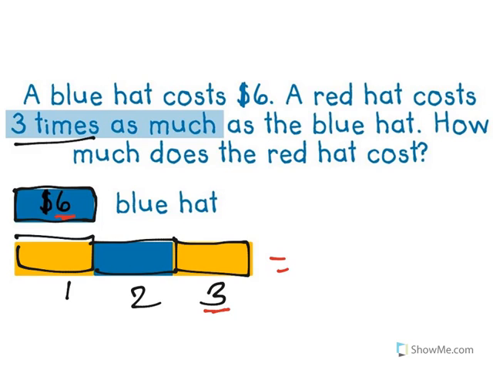To find my product, what I would do is have $6 here plus 6 more dollars plus another $6. Well, I know that 6 plus 6 equals 12 plus 6 more equals 18. So that means a red hat costs $18.